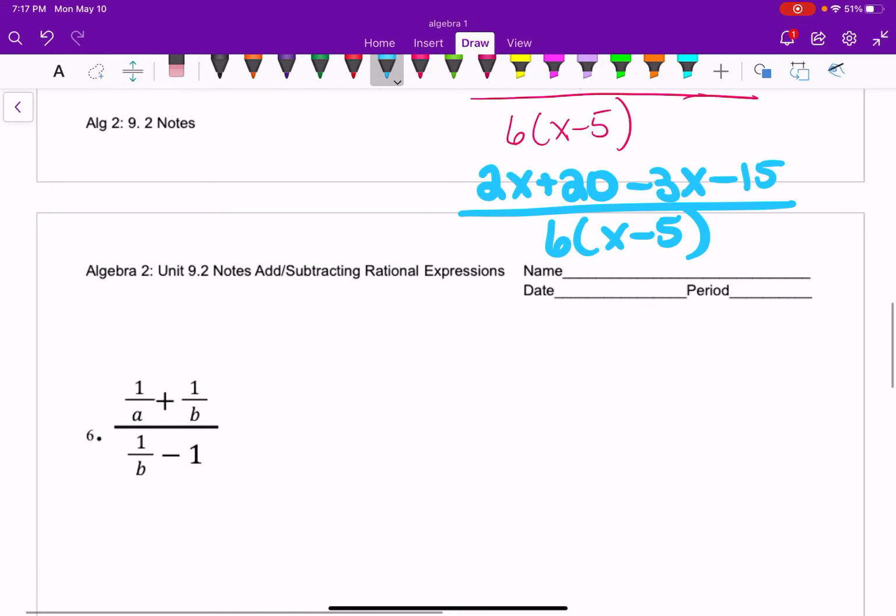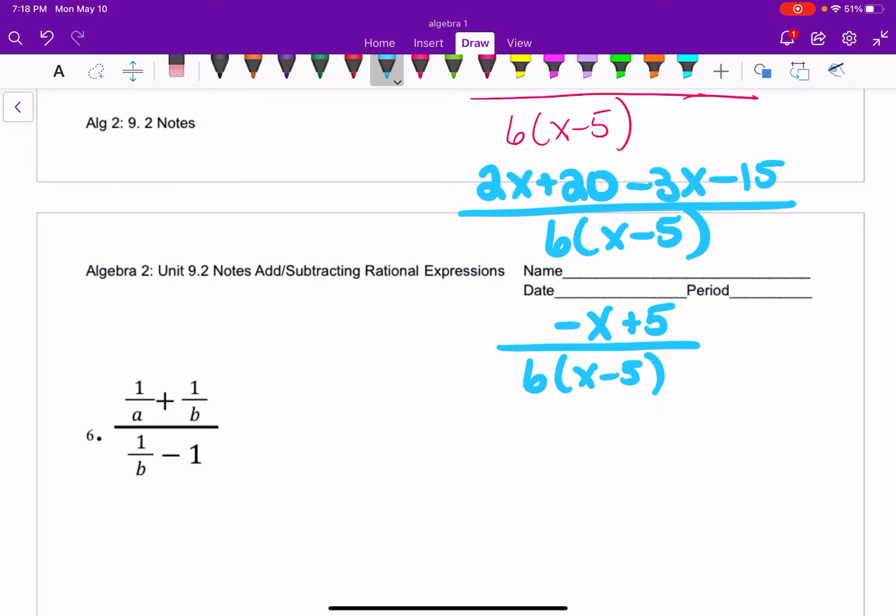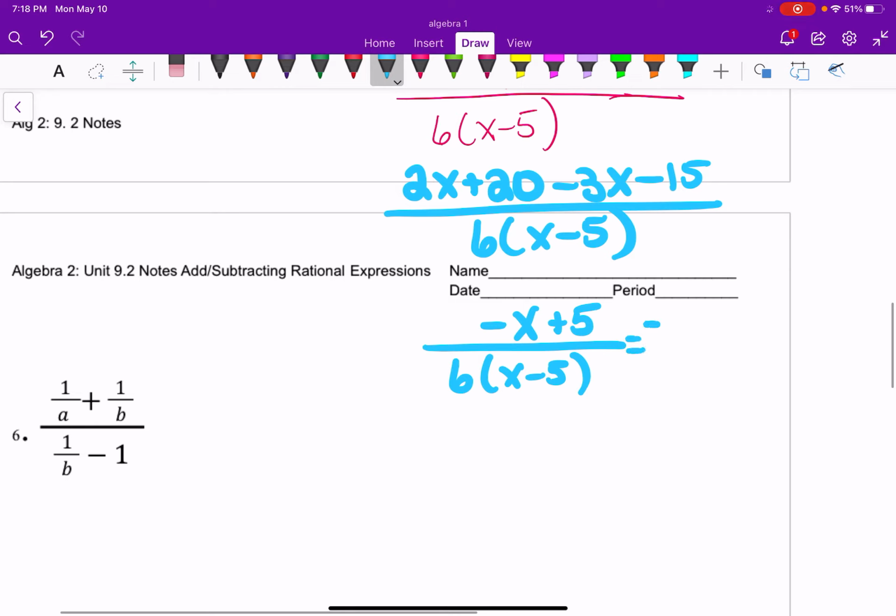Okay, so let's see what we have in the numerator. Well, that gives us negative x plus 5. That looks very similar to what we have in the denominator, except the signs are backwards. If the signs are backwards, in the numerator, we can factor out a negative 1. If I do that, it changes the signs. Now look what happens. We can cancel out these x plus 5s, and our answer here is negative 1/6.